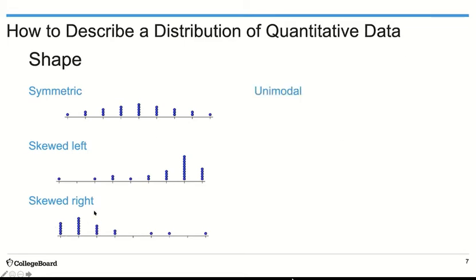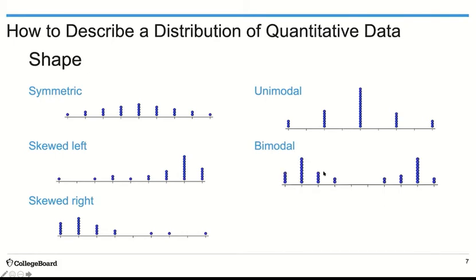Now, some other terms that you can use here is distribution can be considered unimodal if it has a single peak here, whereas it is bimodal if it has 2 peaks.